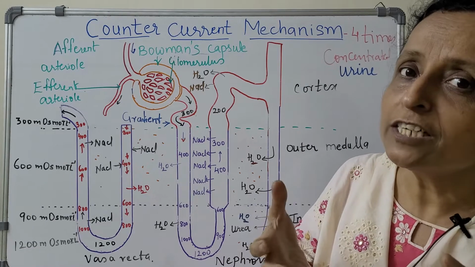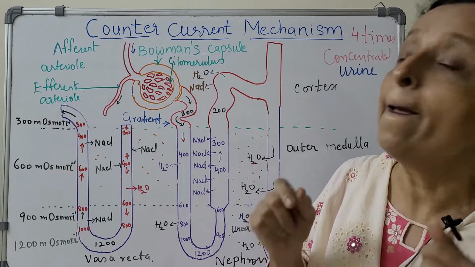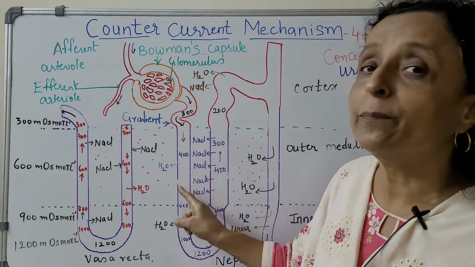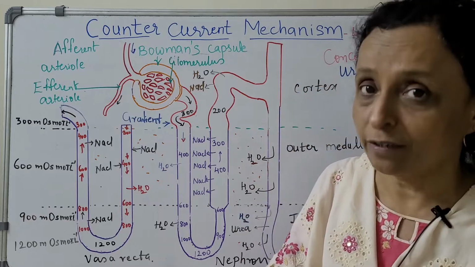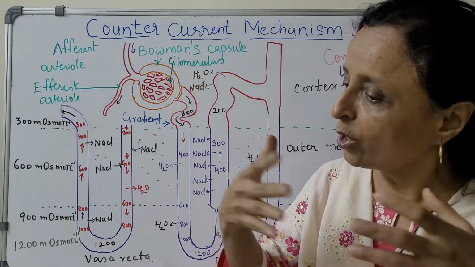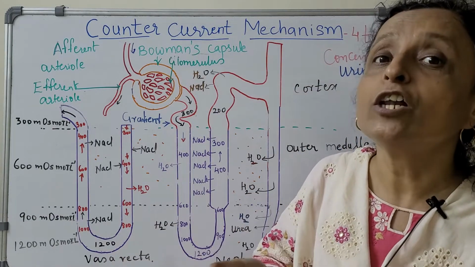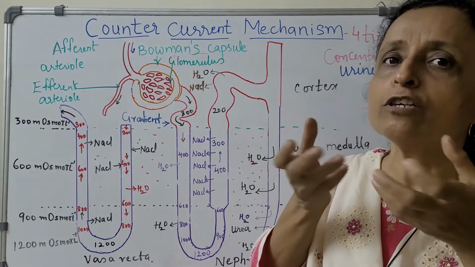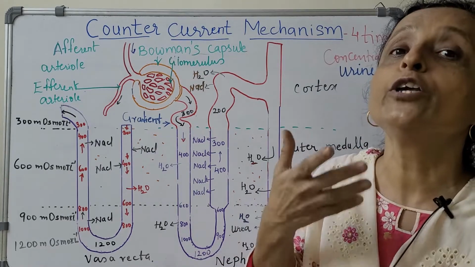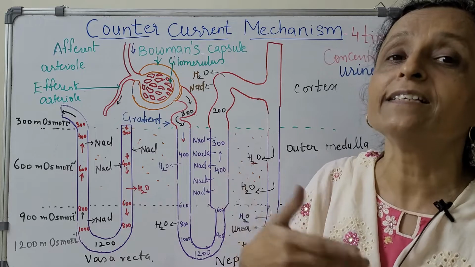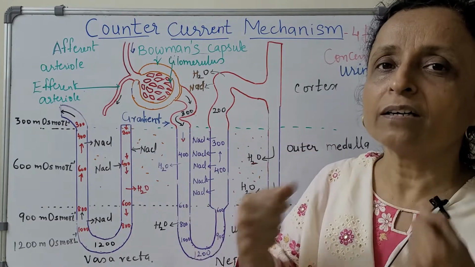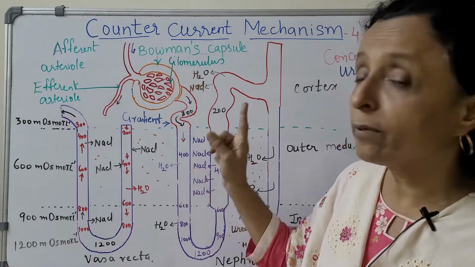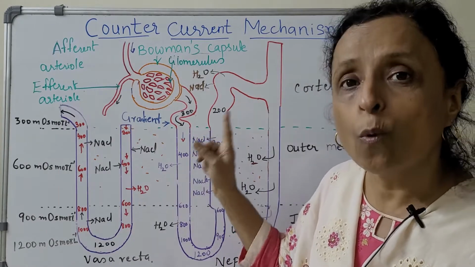Why does the concentration go on increasing? Because the descending limb is permeable to water. As the water goes out, the solvent is gone out, and the solute, urea and salt, has increased. NaCl is increased, urea is increased. Water has gone out because this is permeable only to water.